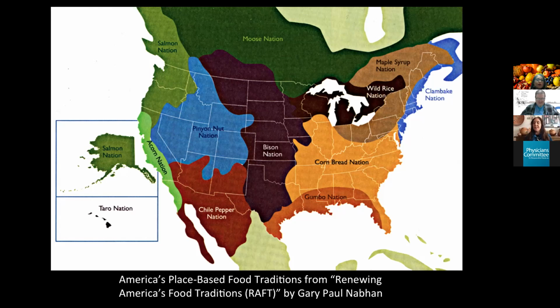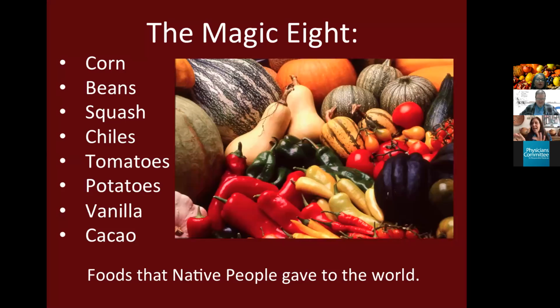So this map just shows some of the foods that are very important and where they were in the United States. So Magic 8, these are 8 foods that Native people gave to the world. Corn, beans, squash, chili, tomato, potato, vanilla, and cacao.